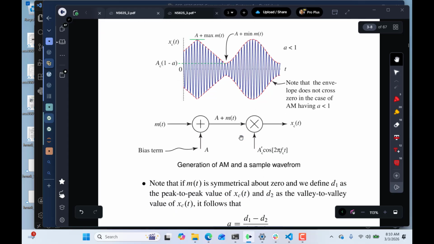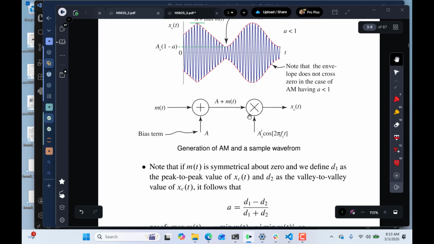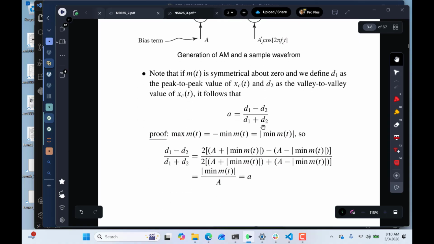So this is just another block diagram showing you the idea of how the AM transmission works. You add a bias to the message, and then you multiply times the carrier.